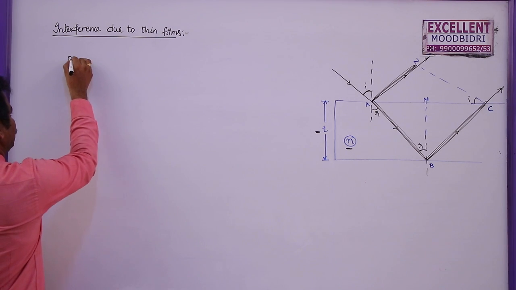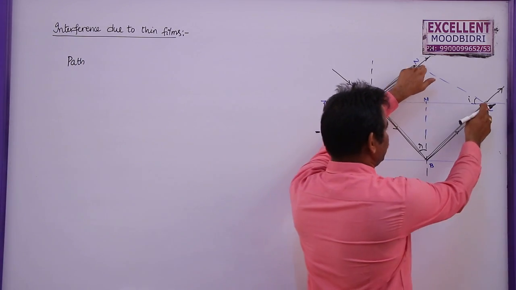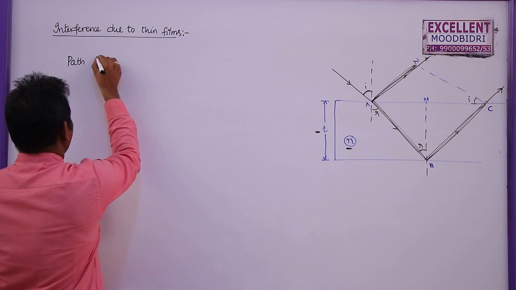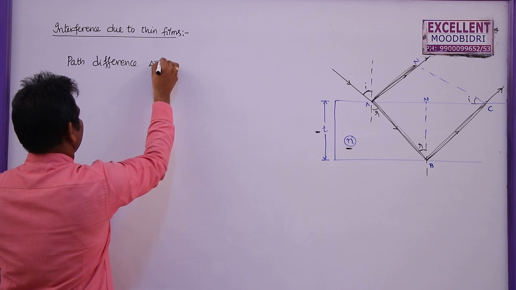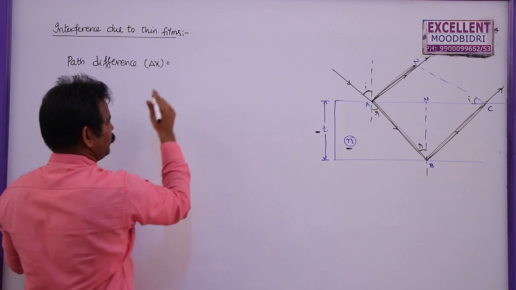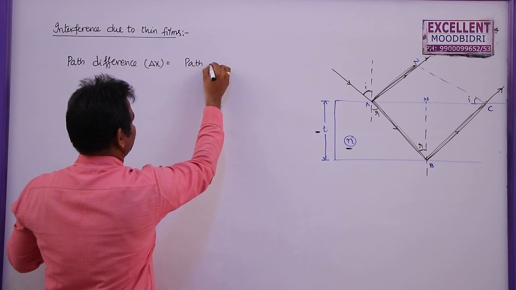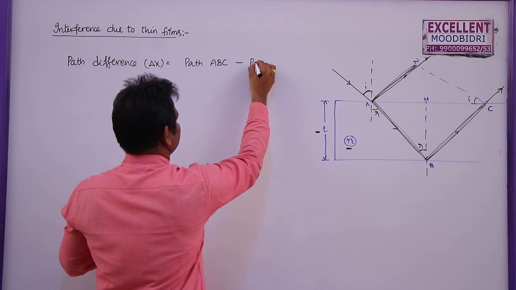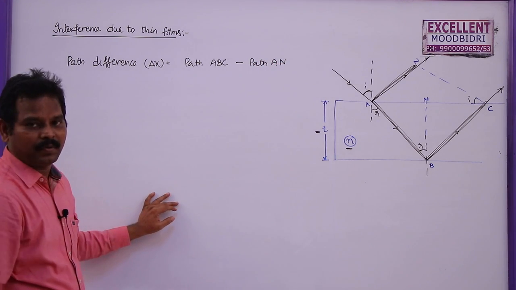So the path difference between these two is good. Why? Because from this point and this point, N and C, these two are travelling parallel to each other. So the path difference is given by delta x is equal to the path of this light ABC, that is ABC minus path AN here. So this is the path difference.